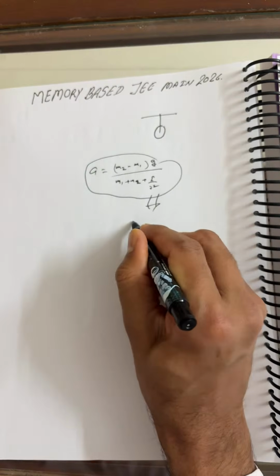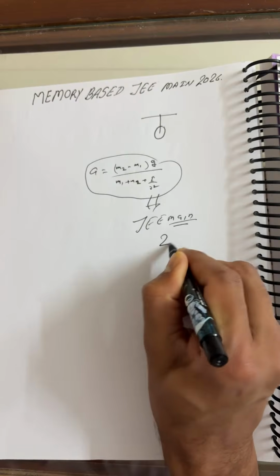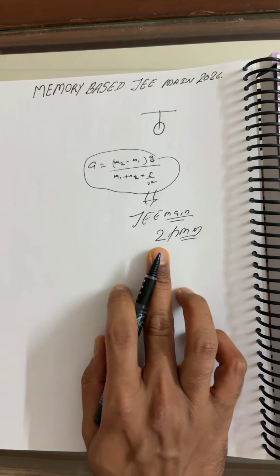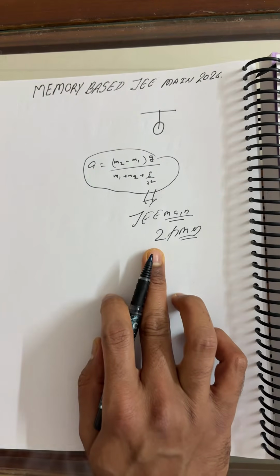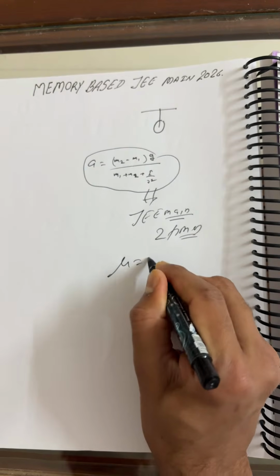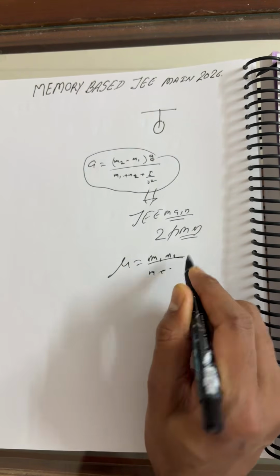Till now in JEE Main, they asked this two times. So there is a probability they can ask this question. Effective mass, yes my dear, you can take it as M1 into M2.